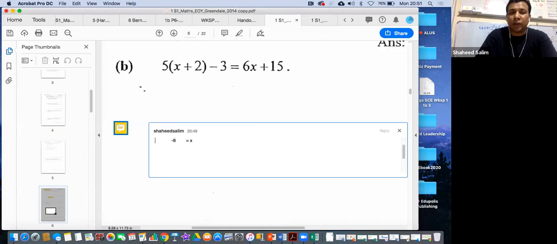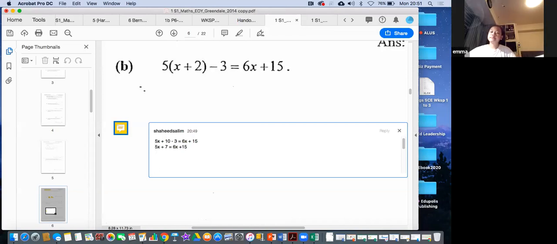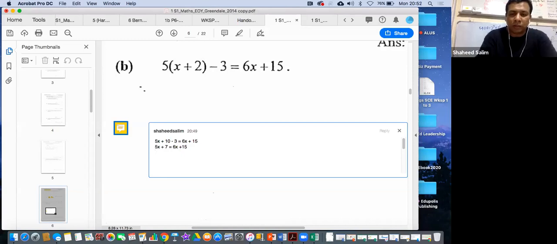Let's try. Okay, your expansion now down here is here. We agree with this, right? This working is okay so far. Yes. Okay. Now we bring the 6x over that side. So this one becomes 5x minus 6x. Correct.